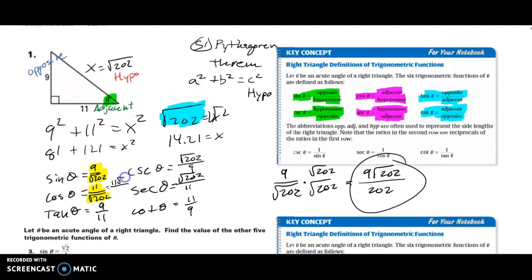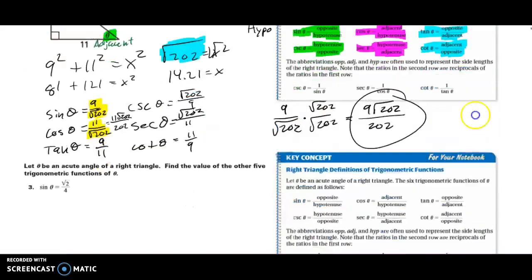That's going to go to the top, root's going to go to the top, denominator is going to stay without a root. Okay, that's the perfect answer.